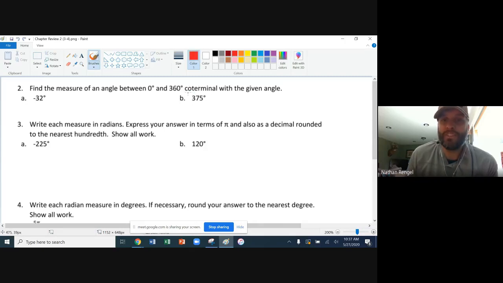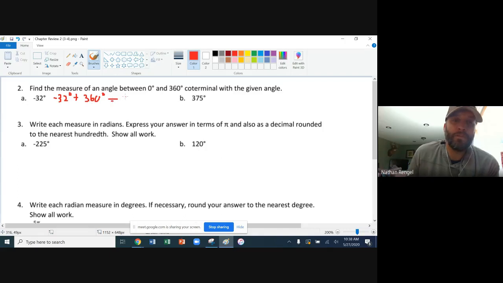The word coterminal means that it's an angle that has the same terminal side, so it'd be in the same position on the coordinate plane. To find coterminal angles, all we need to do is either add or subtract 360 degrees, because every time you add 360 degrees, that would make a full circle and get you right back to where you started, or subtracting 360 degrees. If I'm at negative 32, if I add 360 degrees, that's going to get me in between 0 and 360. So I have negative 32, I add 360.